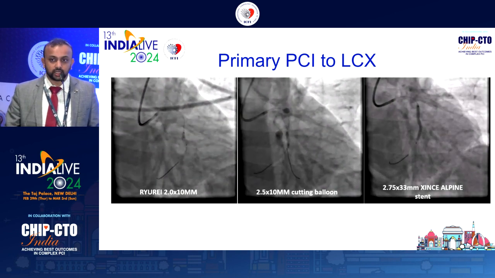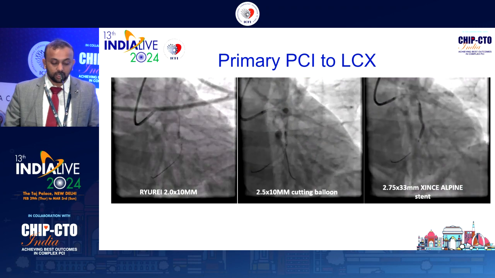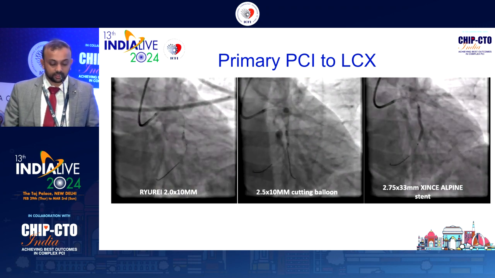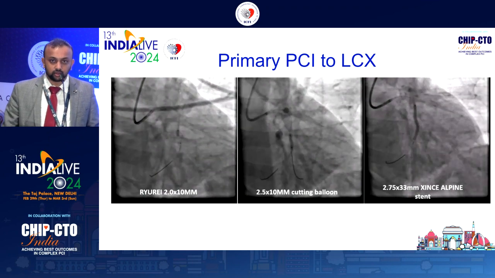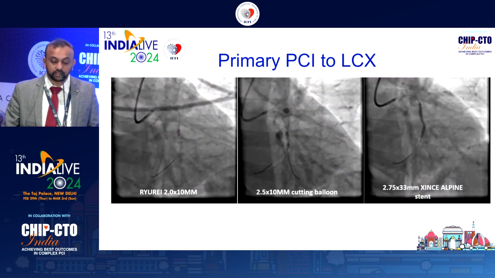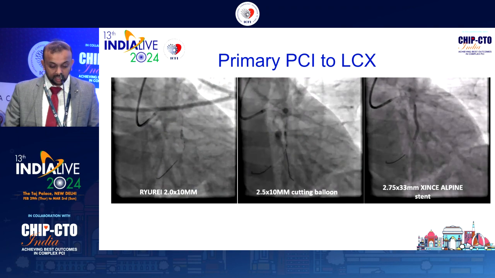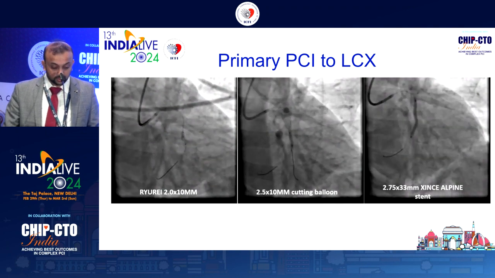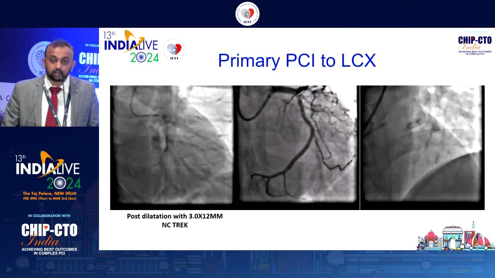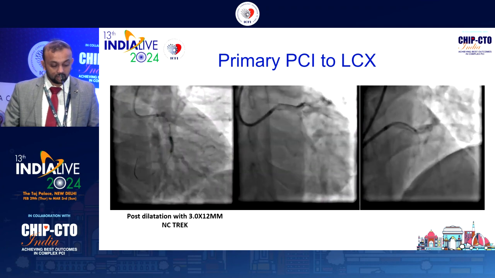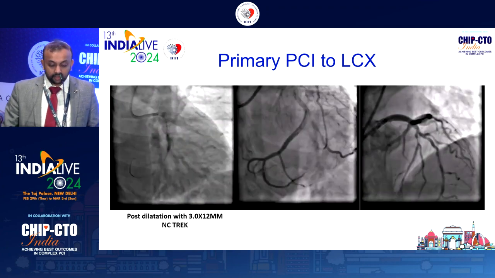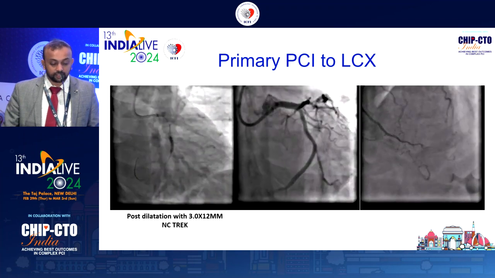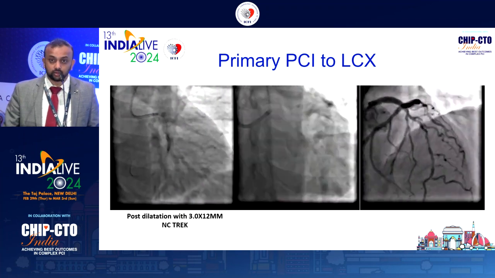So I take a 2.5 by 10 cutting balloon to prepare the bed first and then advance the stent. After preparing the bed, the flow is good, and then I take a 2.75 by 33 Xience Alpine stent and deploy it. Stent expansion looks good, and then I upsize it with a 3 by 12 NC balloon, and I get TIMI 3 flow. I'm happy, the patient is pain free, and I shift the patient to the ICU.